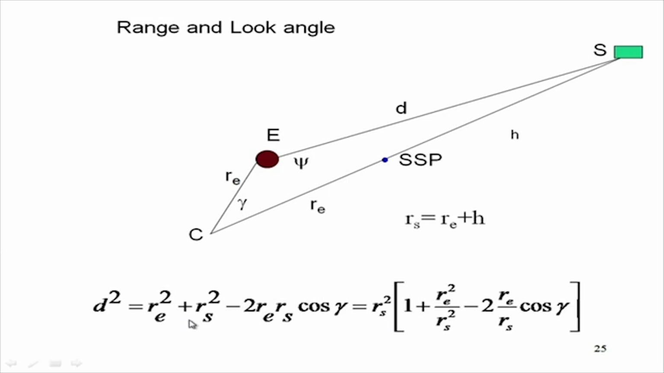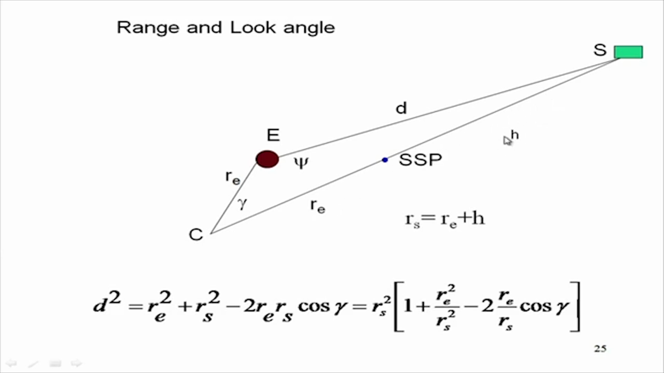Now, if we take the rs square outside, then this same expression can be given as rs square into 1 plus re square by rs square minus 2 into re by rs cos gamma. Just rs square is taken out. We will see the implications of this. So, try to remember this particular triangle. This gives us lots of information. One of the pieces of information right now we are deriving is the distance from the earth station to the satellite, D, for which we must know the radius of the earth, assuming the whole earth is a sphere, and the orbital height, which is h.